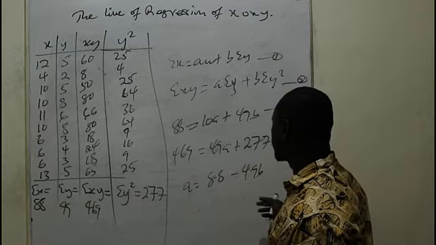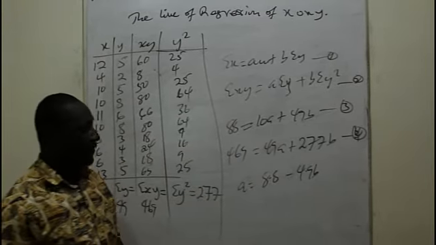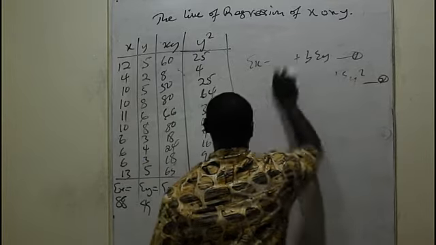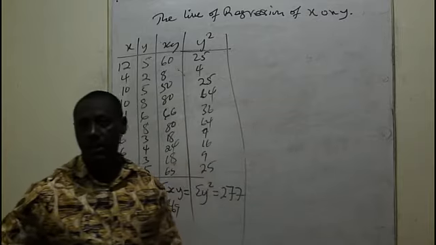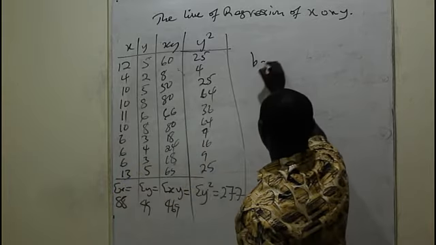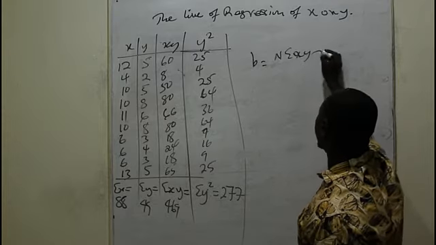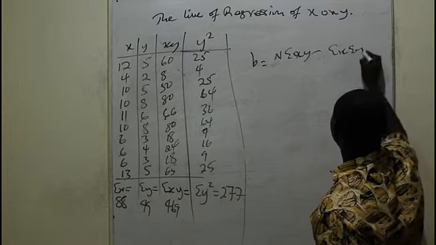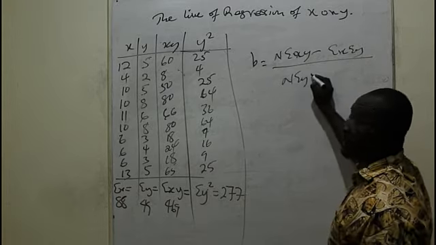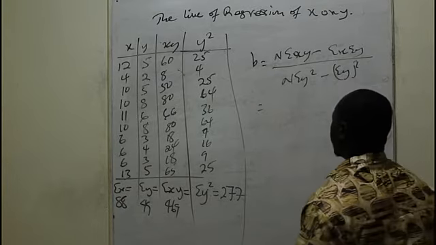When you are done with that, you continue the process, and then that will give you the values of the a and the b. If I don't want to go through this process to get the a and the b simultaneously, I can use these two equations. After you have manipulated the two equations to get the b to equal n times summation of xy minus summation of x summation of y, divided by n times summation of y squared minus summation of y all squared. Okay, so what is the b?